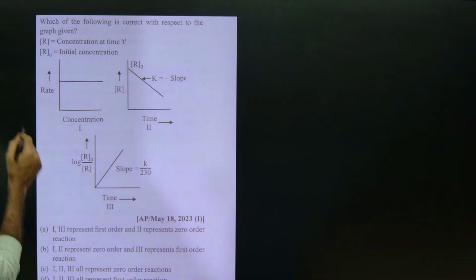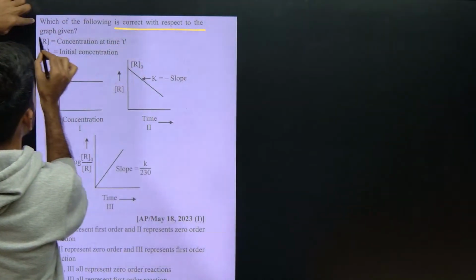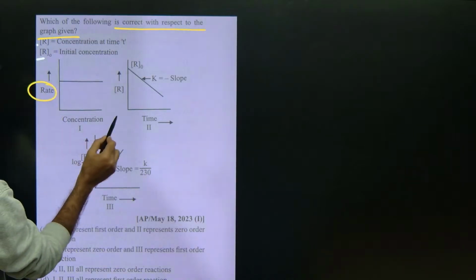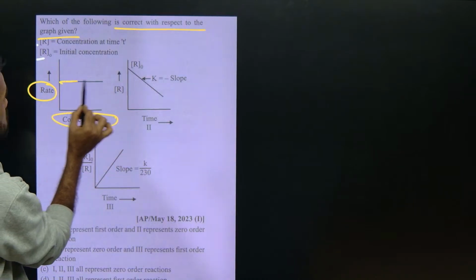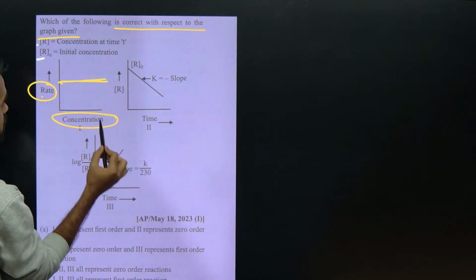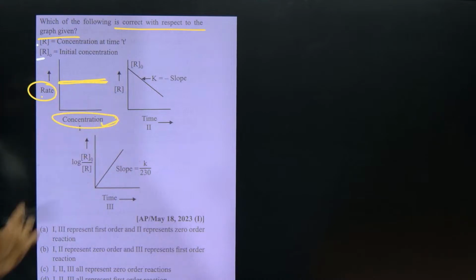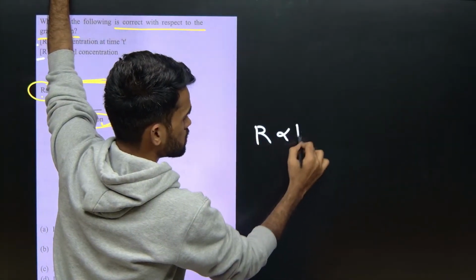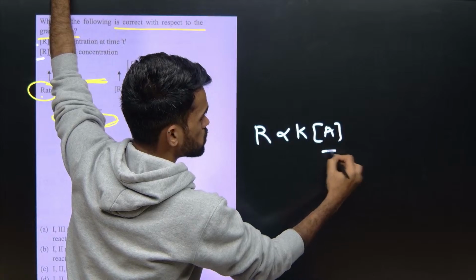Next, look at this. They are saying which of the following is correct with respect to the given graph. R is the concentration at a time t, R naught is the initial concentration of the reactant. Four statements are given, we need to choose which statement is correct here. Rate is independent of initial concentration. Whenever a line is drawn like this, the rate is independent of initial concentration, it is constant, it is not depending on the initial concentration. So it means the rate is not depending upon the concentration of reactant.